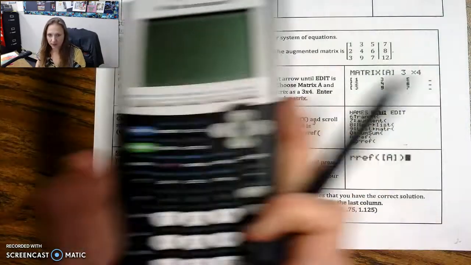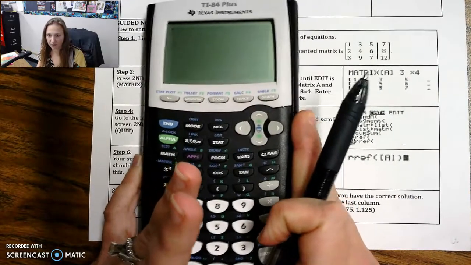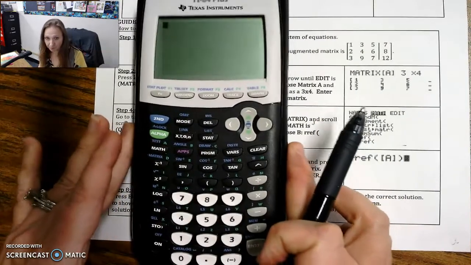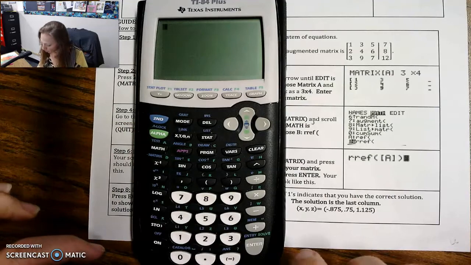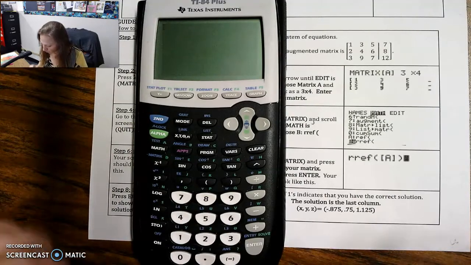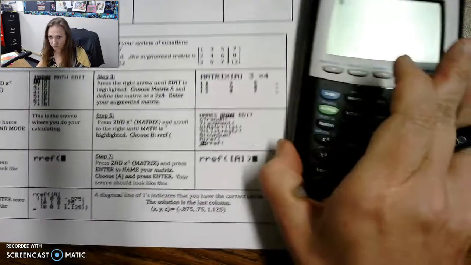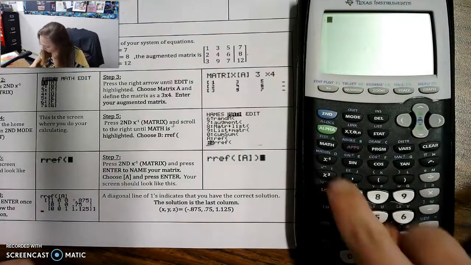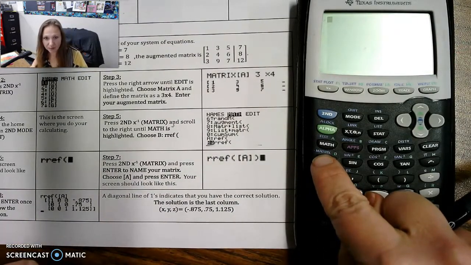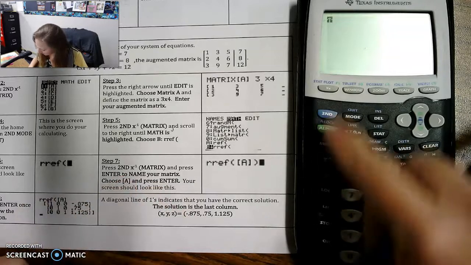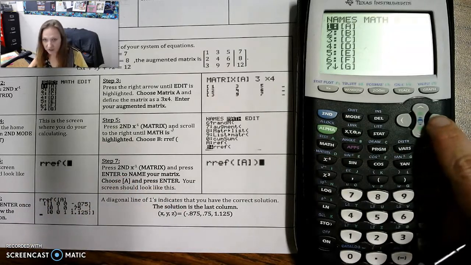Let's see, where can I put my calculator so that you can see it? I'll put it here, and then we'll follow along with the directions. Okay, so you are going to go to, you can see the matrix button is right there in blue, okay? So you're going to hit second matrix and over to edit.